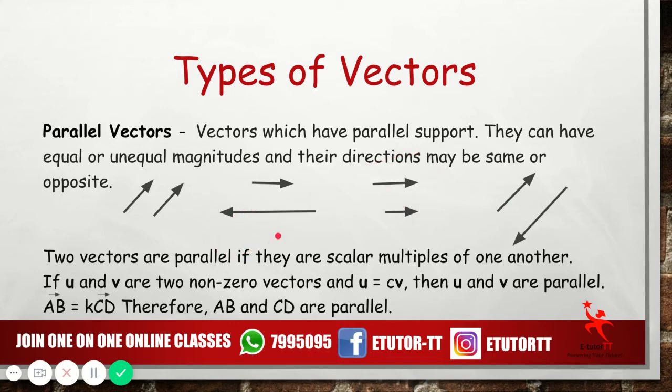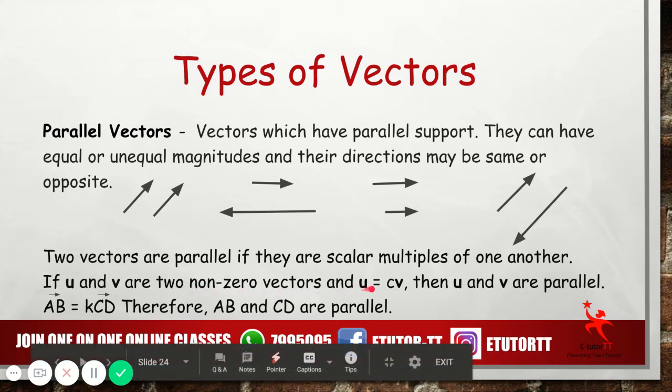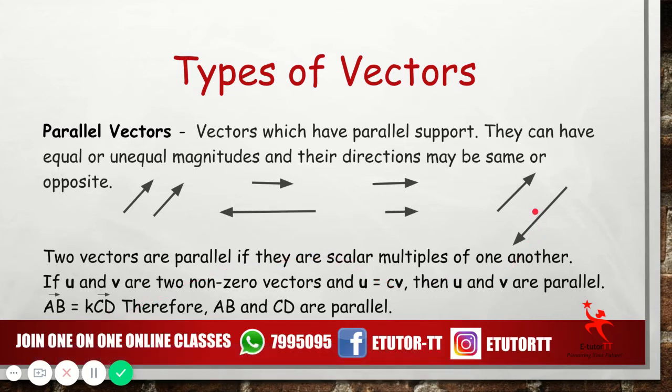Two vectors are parallel if they are scalar multiples of one another. If u and v are two non-zero vectors and u equals cv, then u and v are parallel. So you see c in this case represents the scalar or the multiplier. AB equals k CD, therefore AB and CD are parallel. So just showing that AB equals k times CD, which makes it parallel.